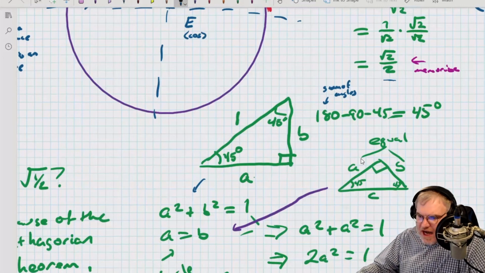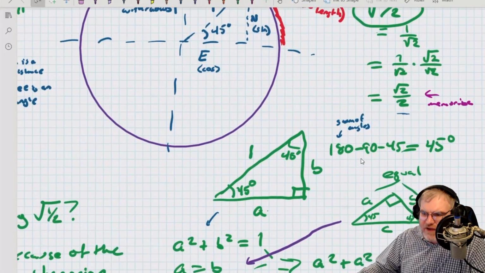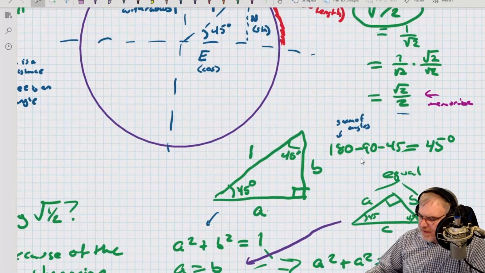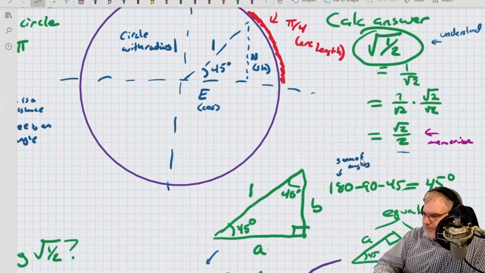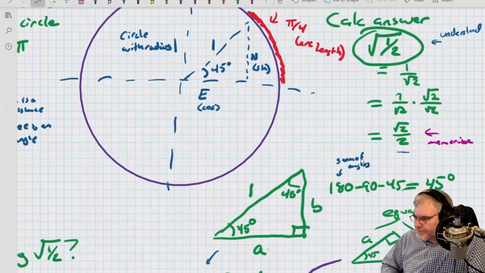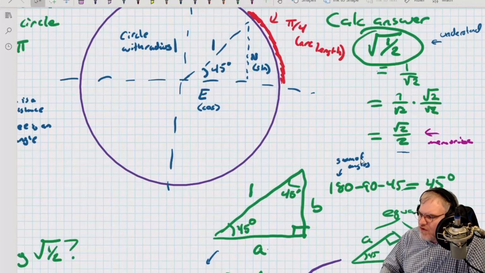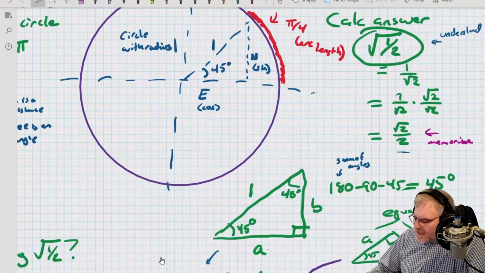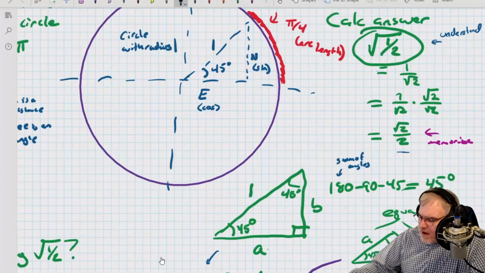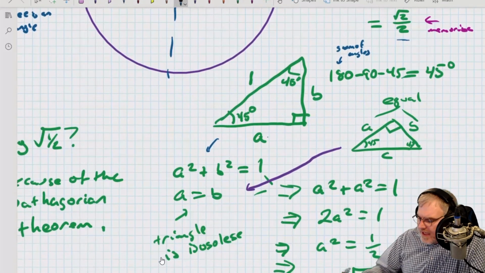I've got a right triangle, and it's a 45, 45, 90 right triangle that's going to be formed here. That means that the triangle is isosceles. These two angles are equal, but that also means that these two sides are equal. Hence, A equals B.